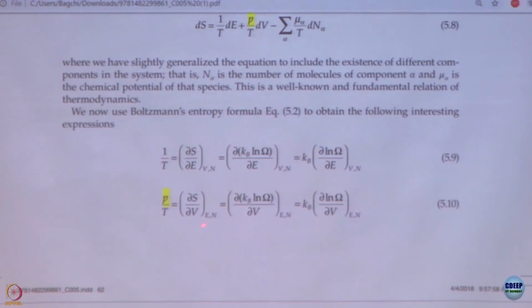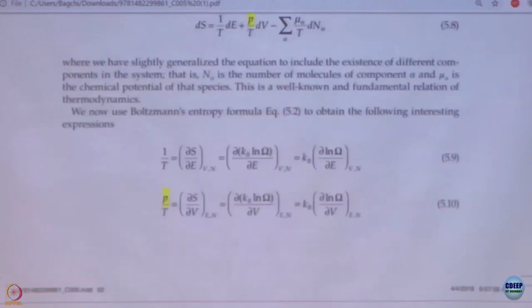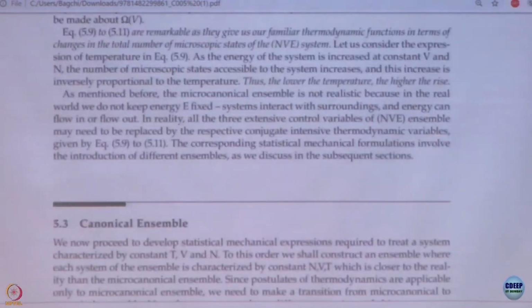Now, similarly you can have a definition of pressure in terms of the microcanonical ensemble, then you can have chemical potential in terms of the derivative of omega. Now, this has a very interesting corollary which I will discuss a little later if I come to it. So this is what I wanted to review of the microcanonical ensemble. Then you may continue to do the canonical ensemble.